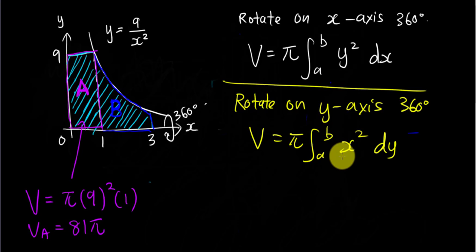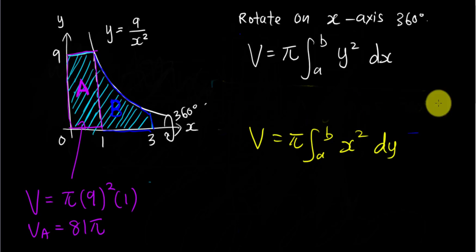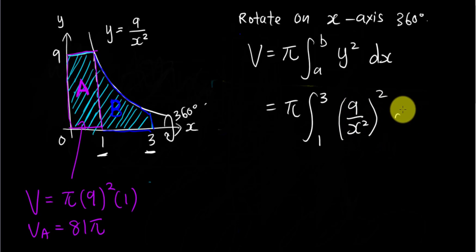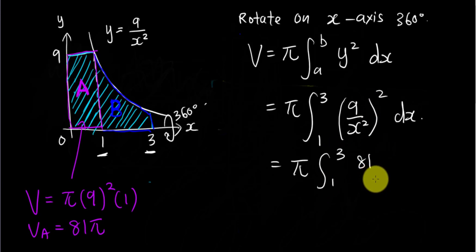Let's say in this case you rotate on the x-axis. Of course I will erase this. I will say the volume equals pi, and my a to b is obviously from 1 to 3. I don't have the y squared, but I have my y here. Y is 9 over x squared, so I will square this one, dx. I will do a quick one for this. I will multiply it in first, expand here. This one should be 81 over x to the power of 4.